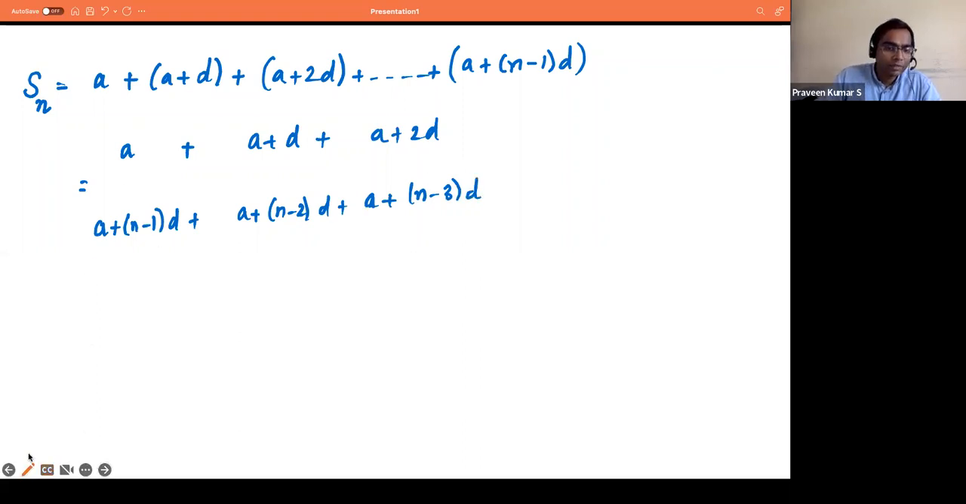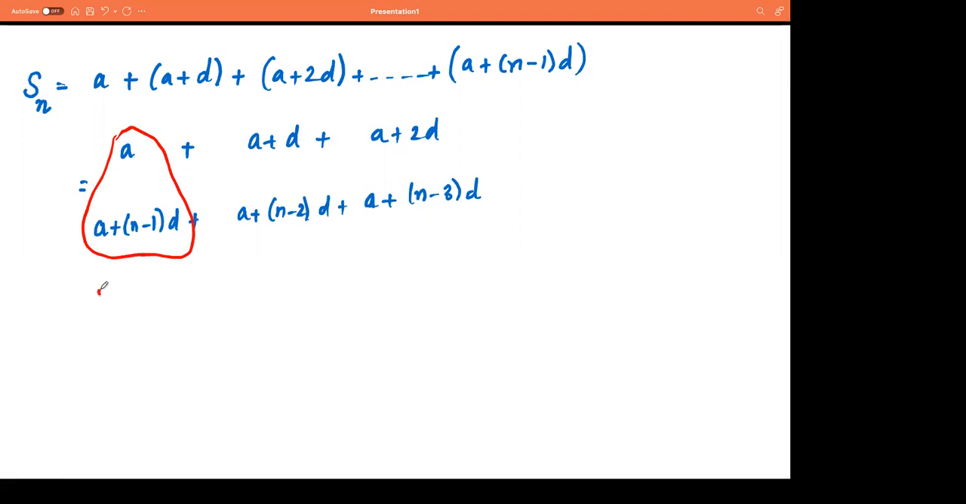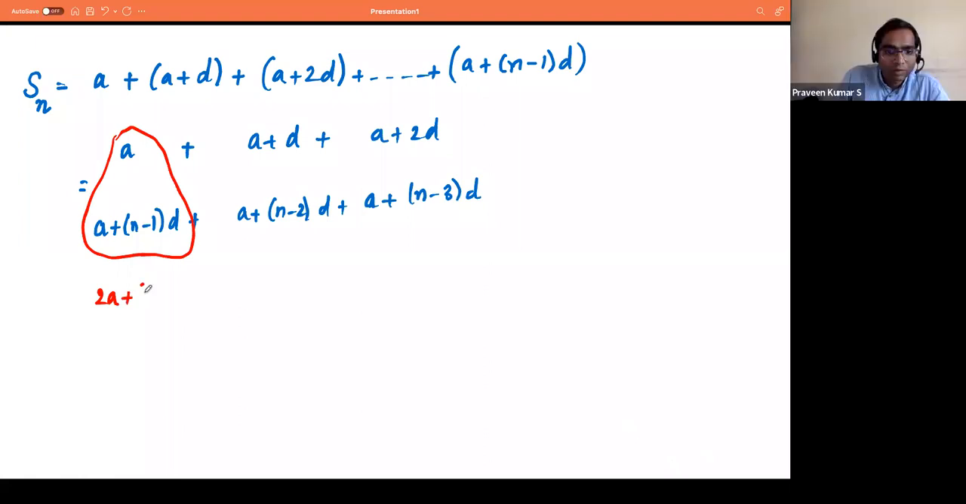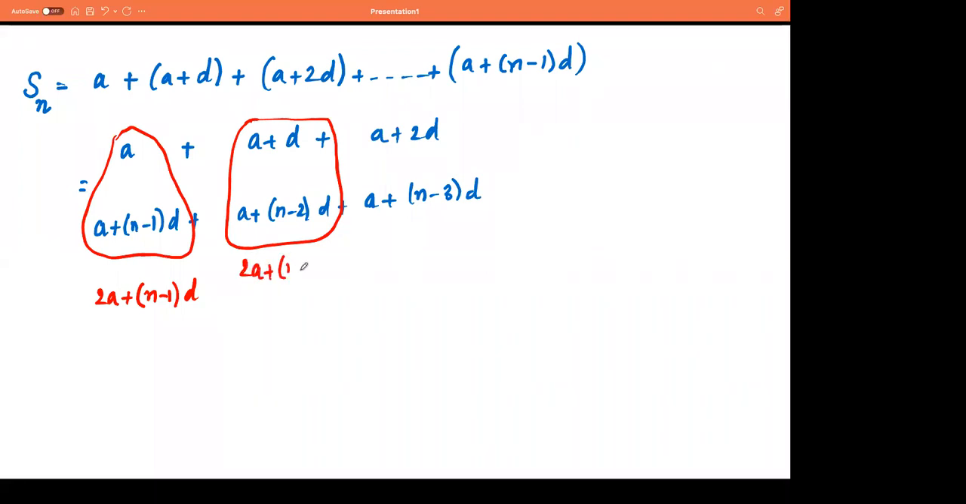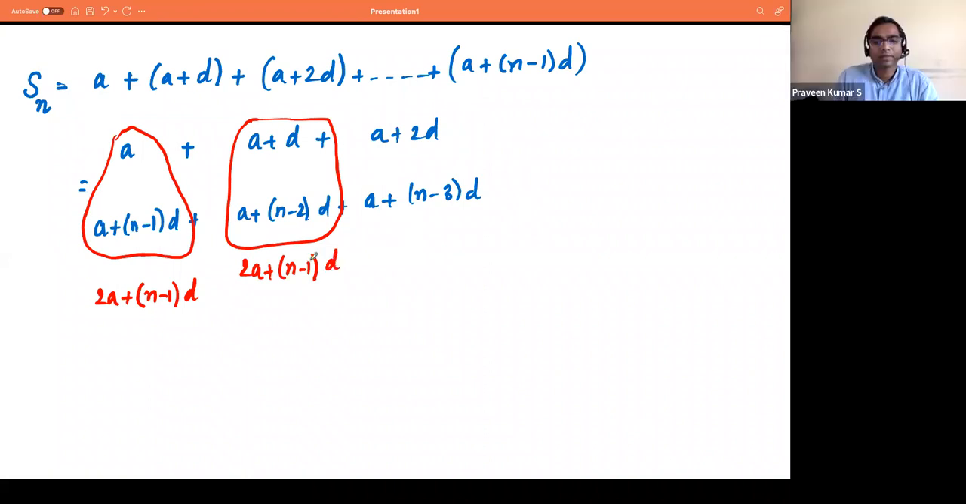Can you see how these pairs are formed? So this is one pair. And what is the sum of this pair? 2a plus (n minus 1) whole into d. What about this? This is also 2a plus (n minus 1) whole into d, correct?